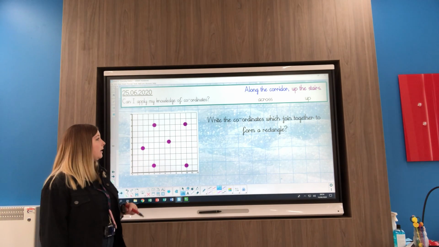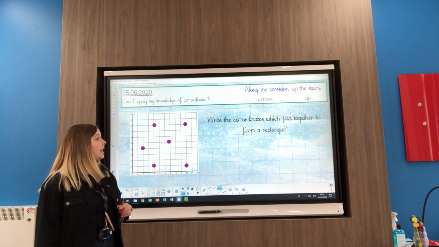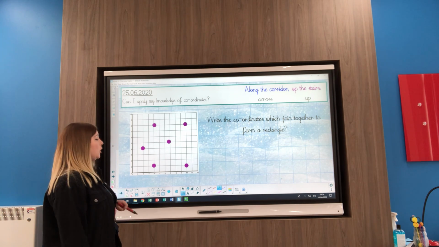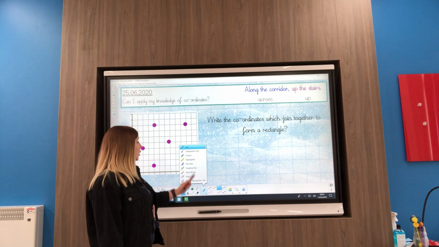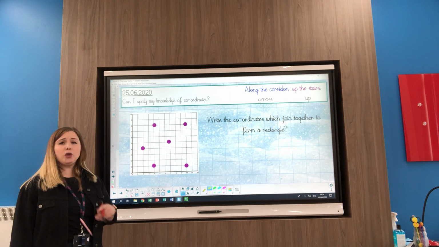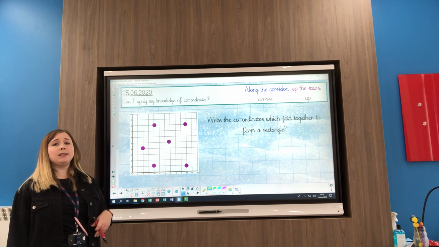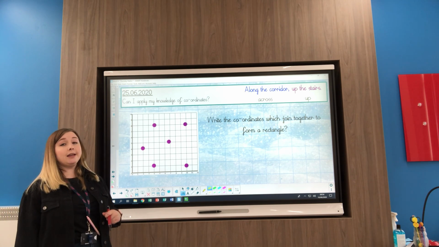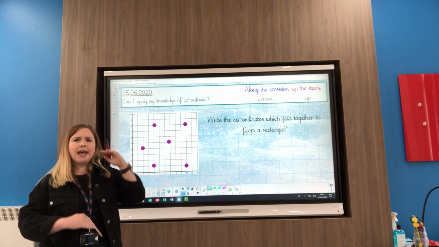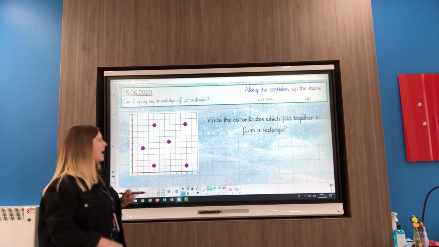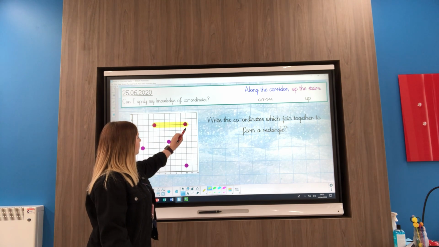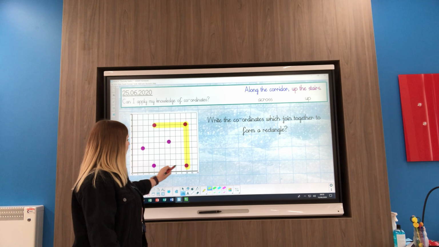Okay, your next one then. This one's a little bit trickier, and it says write the coordinates which join together to form a rectangle. On my board you will see that I've got lots of points plotted, and you've got to really look carefully at these points to see which ones look a little bit like a rectangle. Remember, a rectangle has got 2 longer sides and 2 shorter sides. Now I think I can see a rectangle if I used these points here.